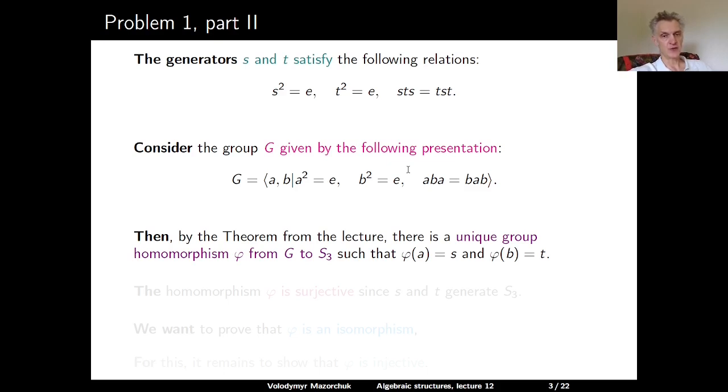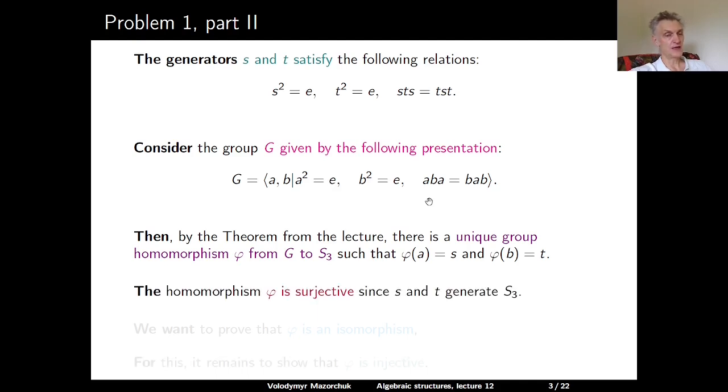Due to the theorem from our lecture, the universal property of groups given by presentations, there is a unique group homomorphism phi from our group G to S3, which sends A to S and B to T. That's because S and T satisfy the relations which are satisfied in this group G by A and B. And the group G is a universal one for these relations.